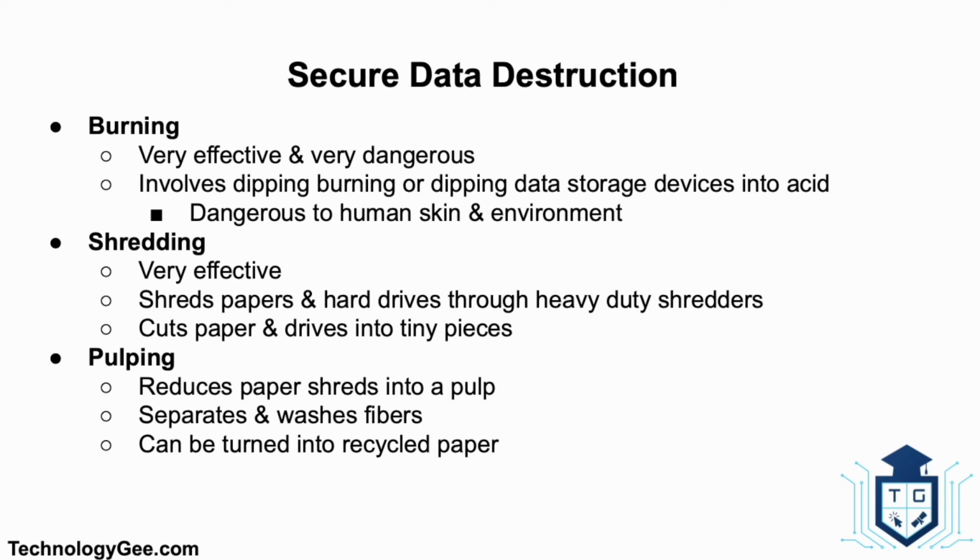Next, you have shredding. Shredding is another effective way to destroy data. It involves running papers or hard drives through a heavy-duty shredder, which cuts the paper or drives into tiny bits.